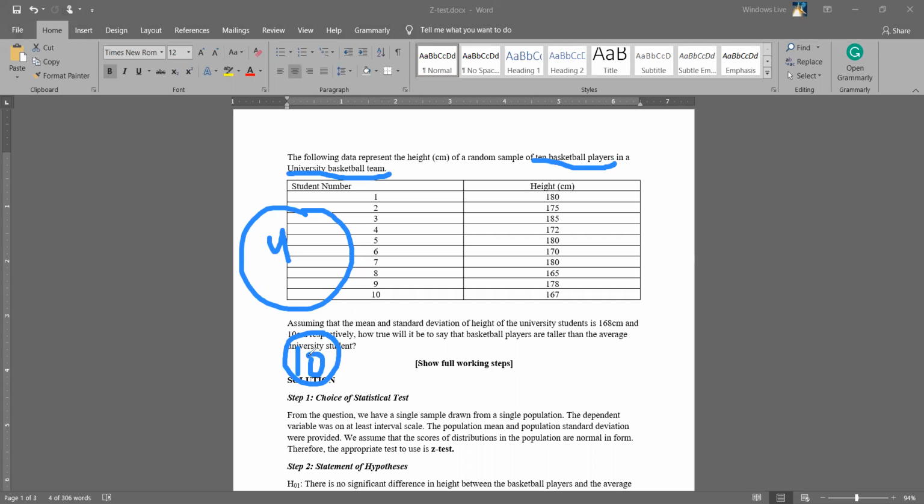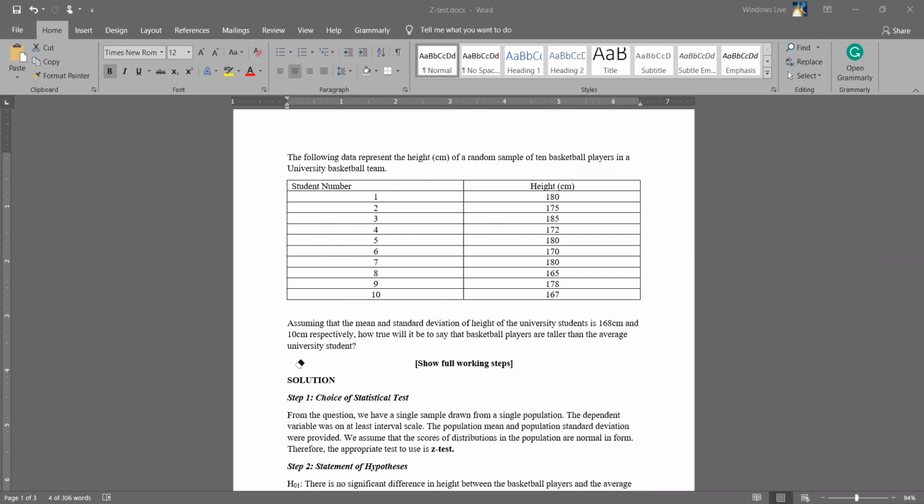This should signal to us that a sample has been taken from a population, meaning our first assumption has been satisfied in the question. When you realize that this assumption has been satisfied, don't be in haste to conclude that you're supposed to use z-test, because other tests also have this same assumption. So go through again and find out whether you can find the next assumption for z-test.